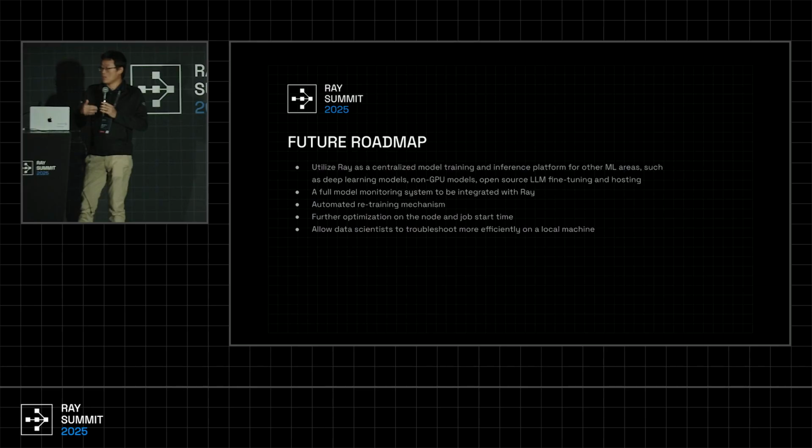And also, we are looking to automate the retraining mechanism for the models deployed and running in production. We want to be able to detect data drift or performance degradation, and eventually look at the possibility of automatically re-triggering the retraining. We also want to further optimize the node and job start time, which we already worked with Anyscale to bring down significantly from 20 minutes to less than 5 minutes. That's something that already happened, but we want to see if there's opportunity to optimize further.